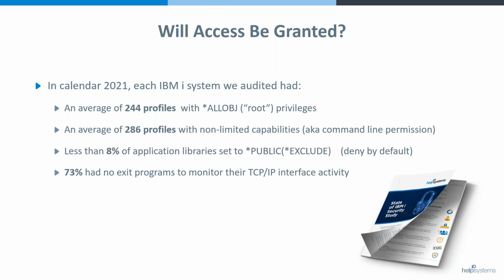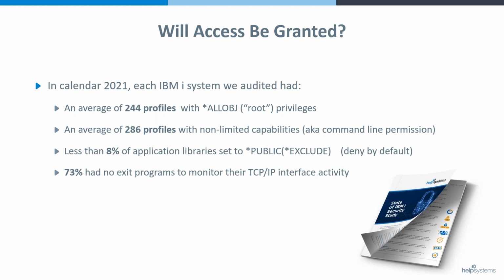And in calendar 2021, every IBM system we audited, or not every one, but certainly any that shared their data with us, fell into a few statistics here. So I wanted to share these with you because they are a little bit eye-opening. Now, don't tell my marketing team, but I'm actually giving you a little bit of a sneak peek here into the upcoming state of security study. So in 2021, there was an average of 244 profiles with all object special authority. Now, I've been putting the state of IBM security study together for about 13 years, and that is the highest number, at least in recent years, and arguably since I've been doing it. So that's not moving in the right direction.